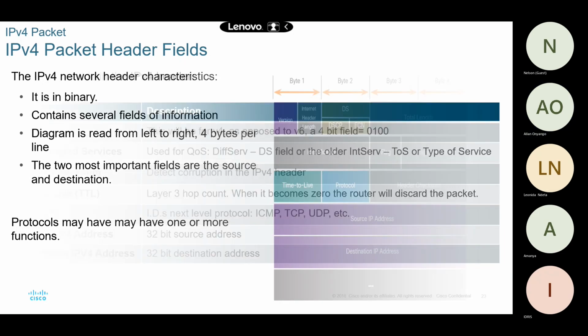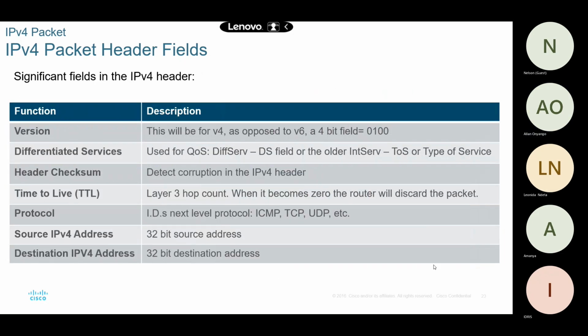Now, of course, like I had mentioned to you here, the version will always be written in the form of binary 0100. The differentiated service is for quality of service. Header checksum is for checking of errors or any corrupt packets. Time to live is a hop count; when it becomes 0, then the router will discard that packet, and that packet will be removed from the network because the TTL value was decremented to 0.